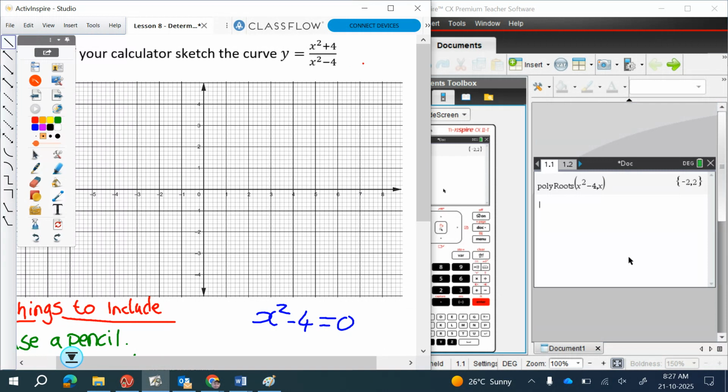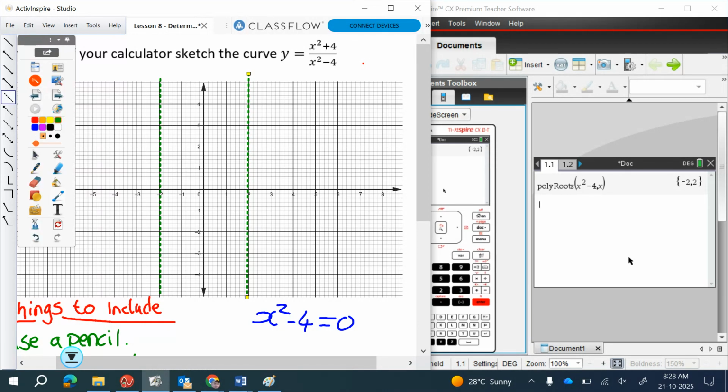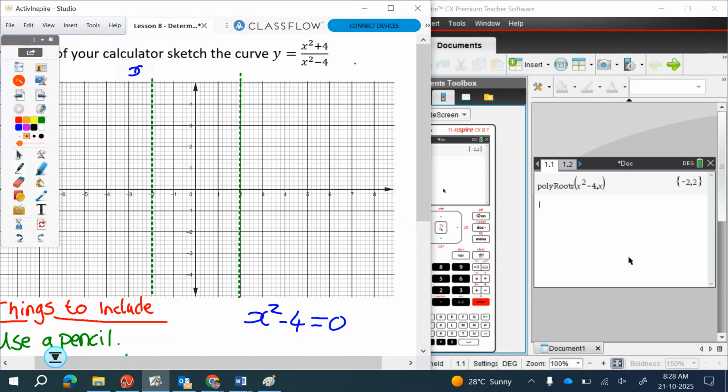Always take a ruler to draw your asymptotes and start with asymptotes first. So we've got one asymptote here. We have another asymptote here. Then you need to make sure your asymptotes are labeled. So this is x equals negative 2 and x equals 2.